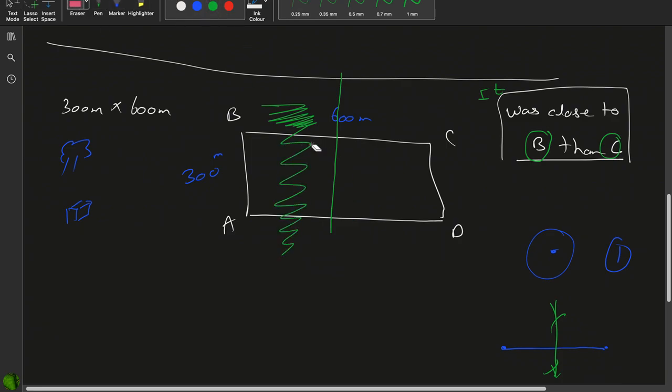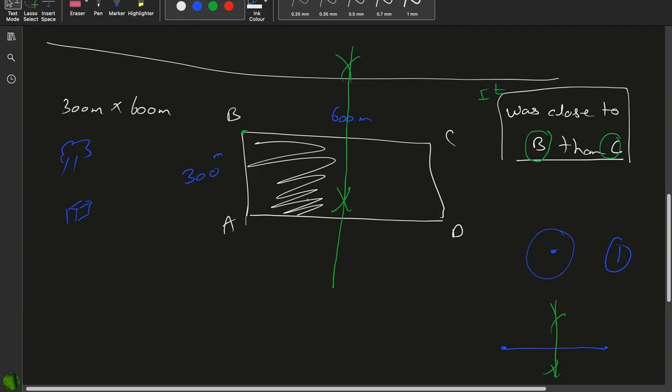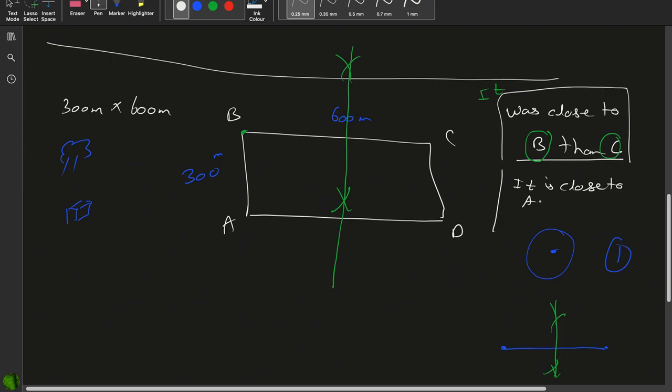Is this thing clear? It is closer to B than C. So we can draw perpendicular bisector of BC. And if this is the only statement, I know that the treasure must be here somewhere. Then we have another piece of information. It says it is close to AB than AD.